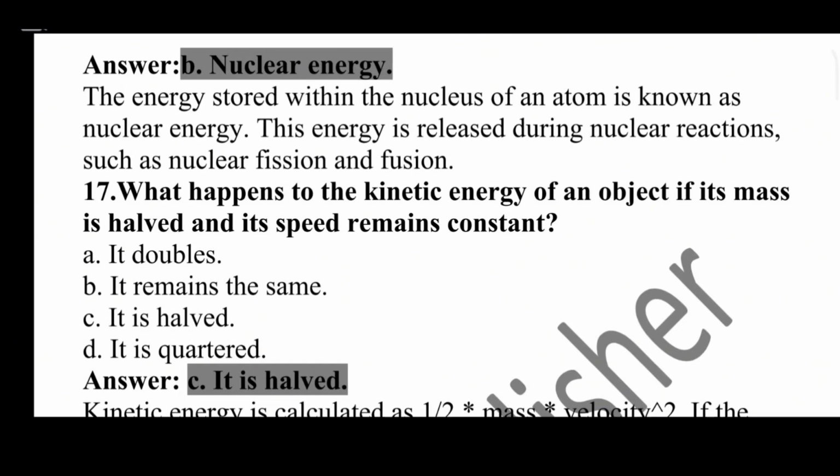Question number 17. What happens to the kinetic energy of an object if its mass is halved and its speed remains constant? Option A, it doubles. Option B, it remains the same. Option C, it is halved. Option D, it is quartered. So the correct option is C, it is halved.